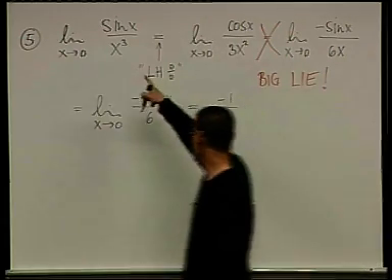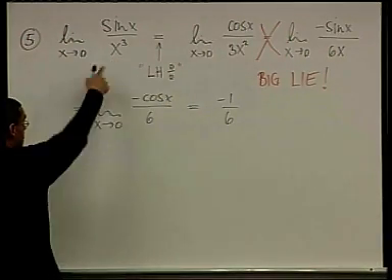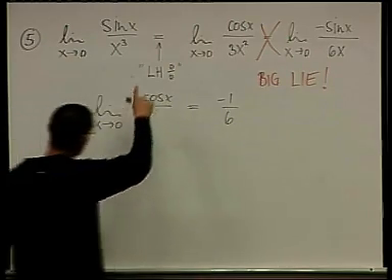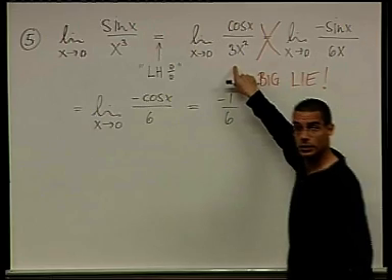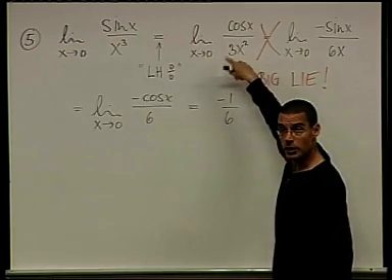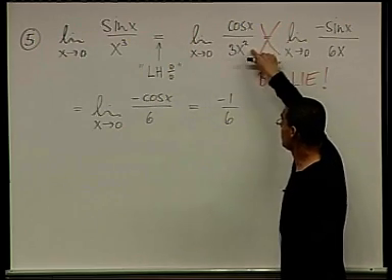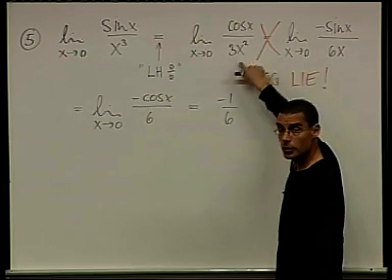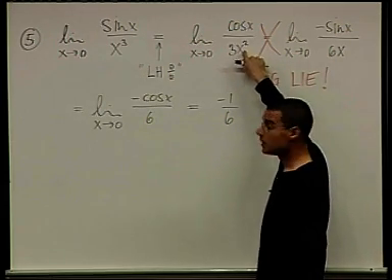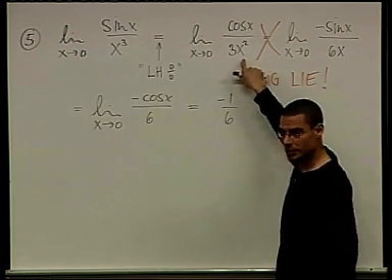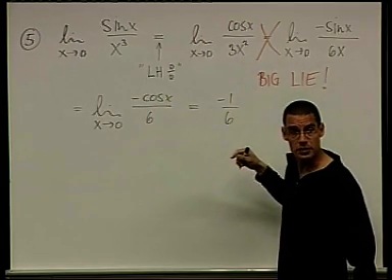Okay? Here's the nonsense. So how would we do this without lying? How would we do this honestly? Well, the first step is okay. Here is where you would go wrong. But what's the limit of this thing? Cosine goes to 1. 1 over x squared goes to infinity, so the product is infinity.